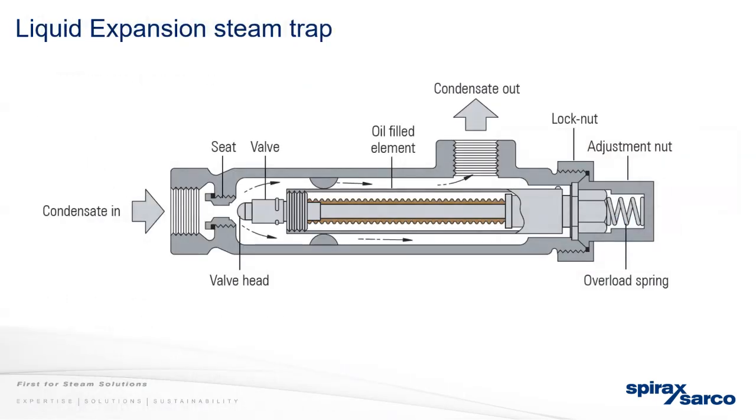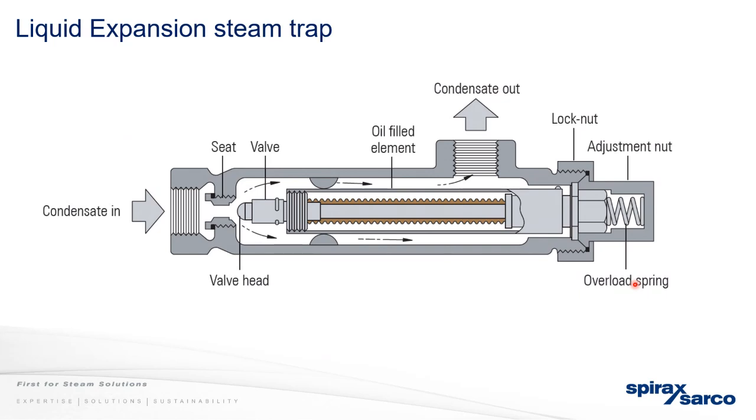So liquid expansion steam traps. This is what we call our number 8 trap. It looks like a cigar. I don't think I have a video on this one, but effectively how it works is that you have this area here that expands when it gets hot. So it then moves up and closes the trap. And then you've got the condensate that flows out. This is a horizontally installed trap. There is no vertical version of this.